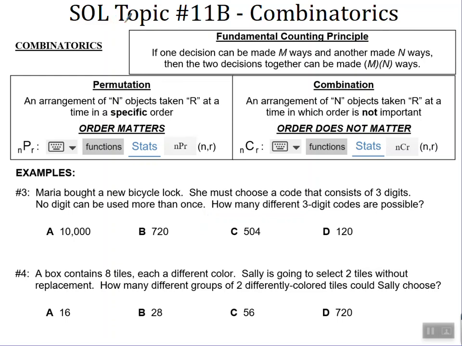And here is SOL topic number 11b, combinatorics. When it comes to combinatorics, we're talking about three things. Let's first talk about the fundamental counting principle.